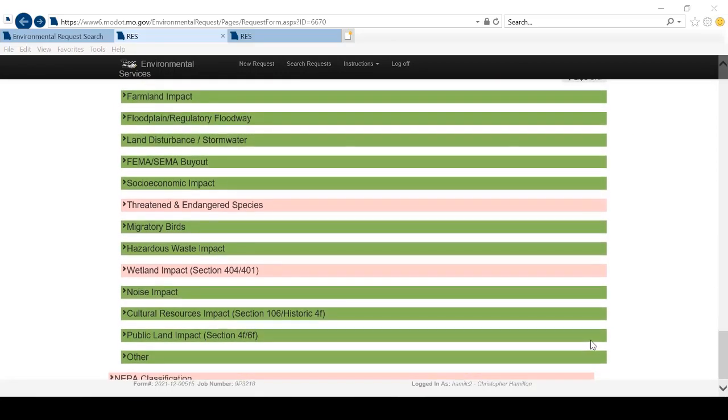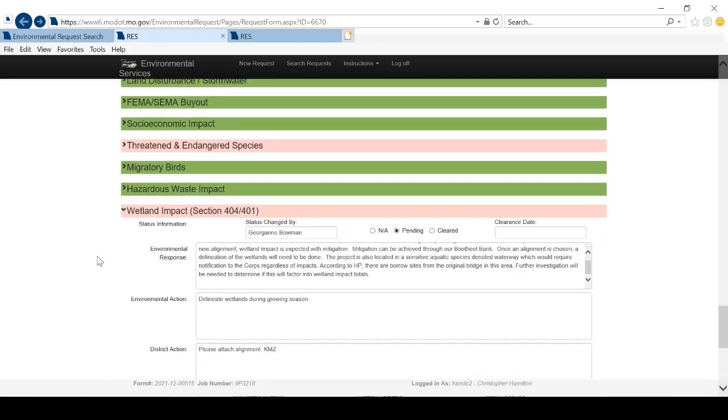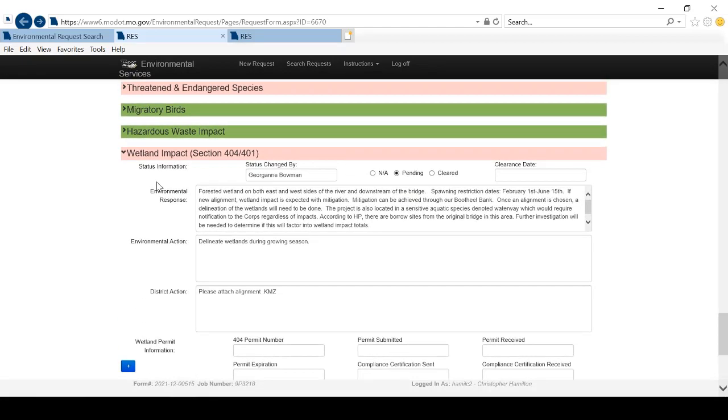And then here are our sections where we respond to the project in various ways. And each specialist has their field of expertise. We're really just going to focus on this one right here, section 404, 401. Wetland impact is what we call it, but it's all encompassing. So in here, you'll see that one of our specialists filled out this RES response. So the environmental response is what our section has to say about this. You can see in the text here that there's spawning restriction dates, and we're going to look at that later.